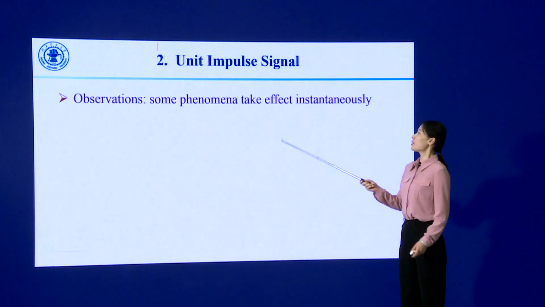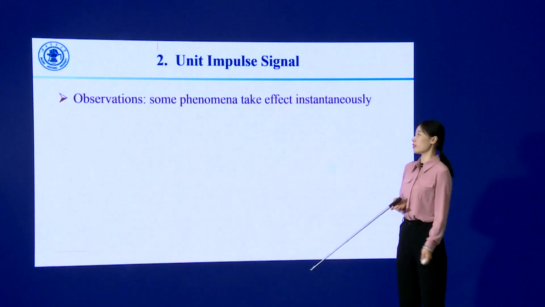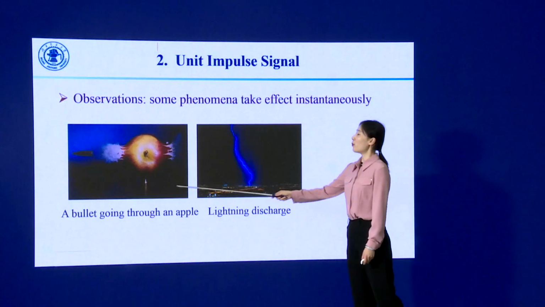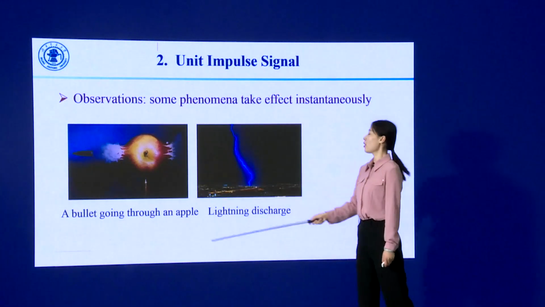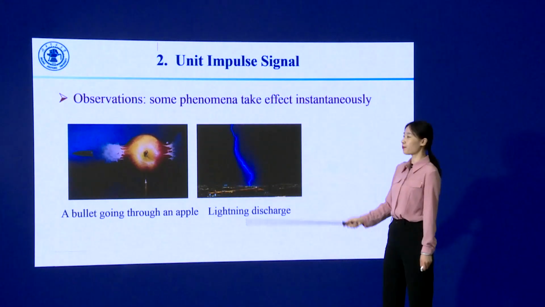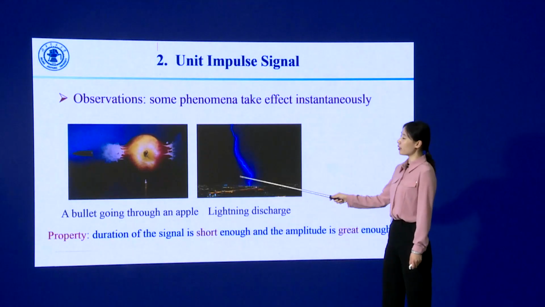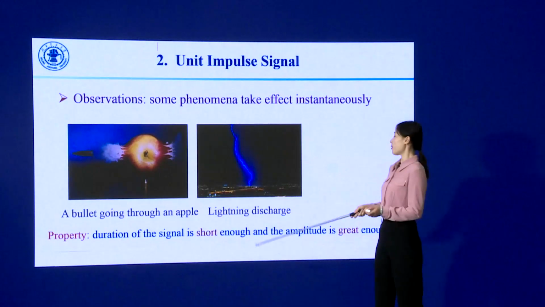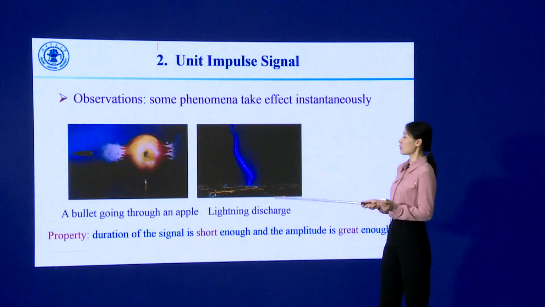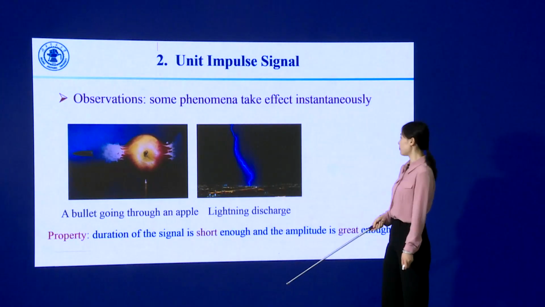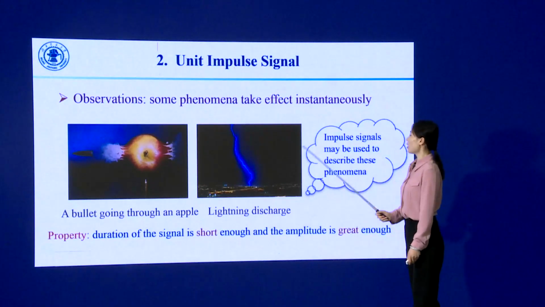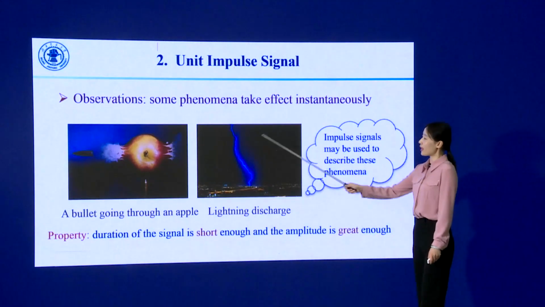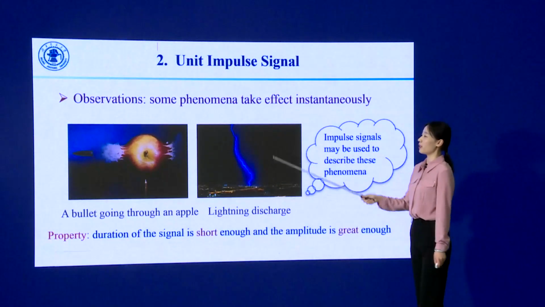Some phenomena take effect instantaneously. For example, a bullet going through an apple or the lightning discharge. For this phenomenon, the duration of the signal is short, but the amplitude of the signal is large enough. We can use the impulse signal to represent this phenomenon.